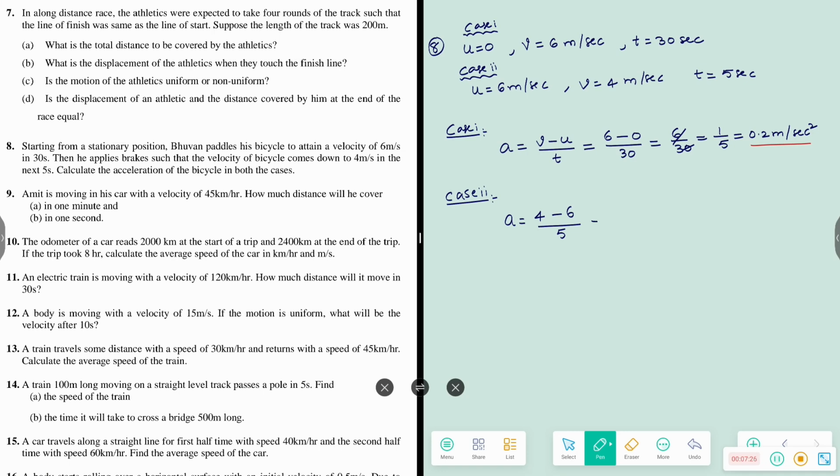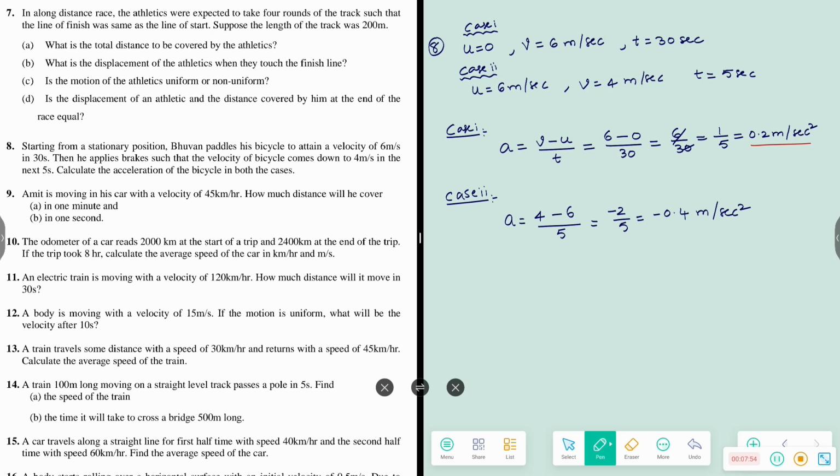So what we call it? Now minus 2 by 5, negative acceleration, which is nothing but minus 0.4 meters per second square. This is the acceleration in the second case. Hope you understood.